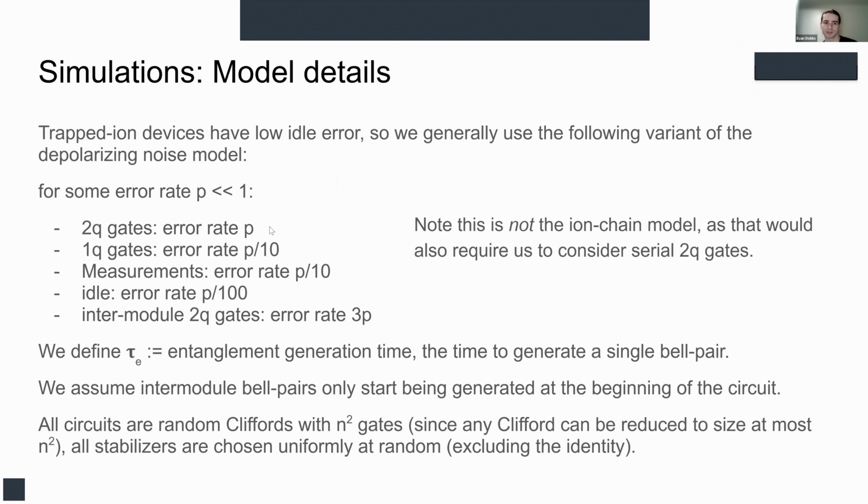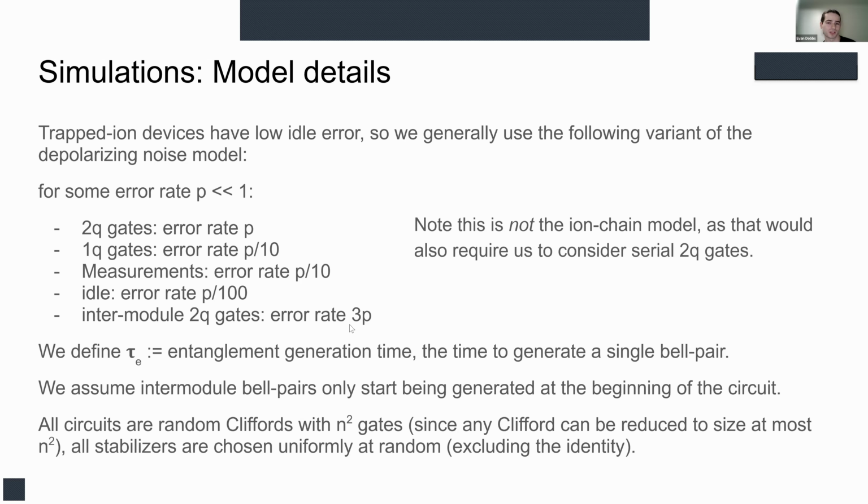But basically, for whatever the error rate is, we consider 2 qubit gates to have that error rate, 1 qubit gates to be a tenth that error rate, measurements as well. Idle time is just 1/100th the error rate. And then our intermodule gates, we consider to have 3 times the error rate of a normal 2 qubit gate.